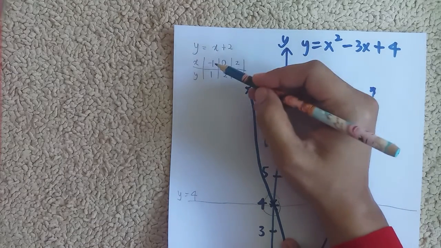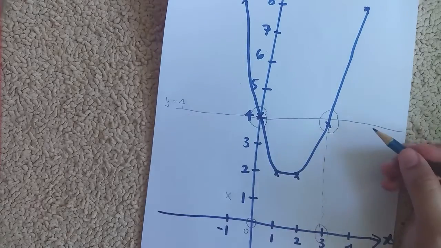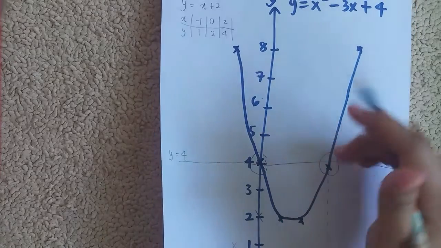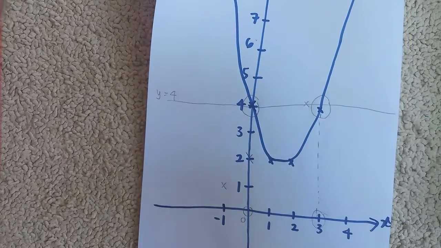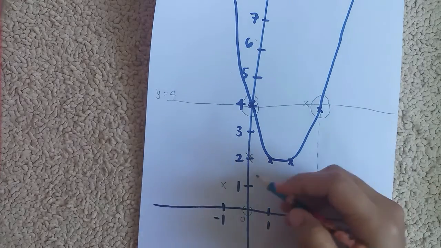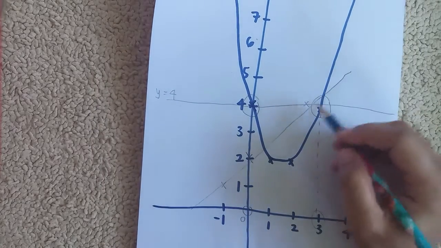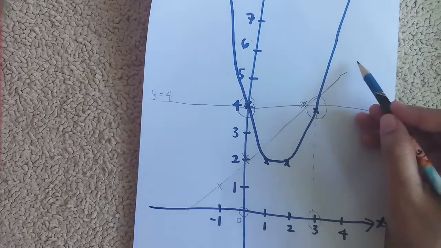Okay, let's plot this. Negative 1, 1. Then 0, 2. And the last one is 2, 4. Then you take your ruler and draw a straight line. If you want to draw a straight line, you need to use a ruler. If you want to draw a curve, you don't need a ruler, just freehand. But this is a straight line, so you need to use a ruler. Okay, so that is the line.